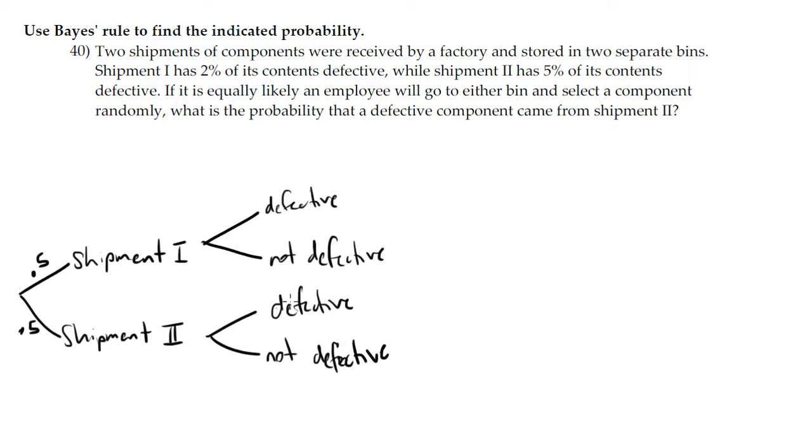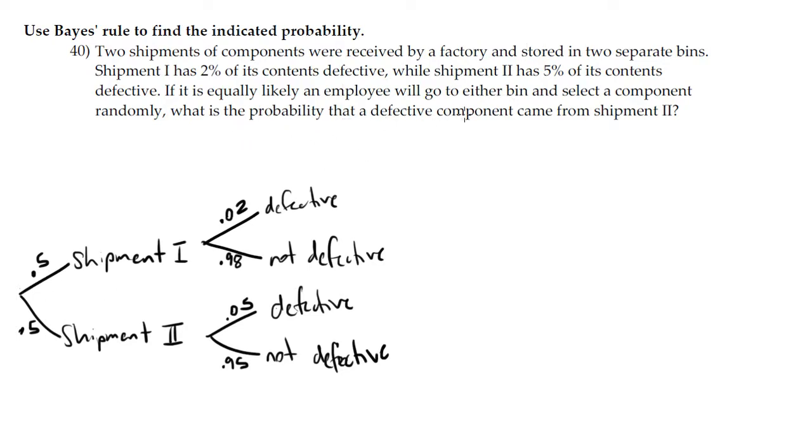Sorry for my handwriting. So shipment 1, 2% of its contents are defective. That's 0.02, or 2 divided by 100. So just like the problem before, 98% are not defective. Shipment 2, 5% are defective. So 95% are non-defective. They've got to add to 1. They're complements of one another. So it's equally likely an employee will go to either bin. There we go. So that's where the half comes from.